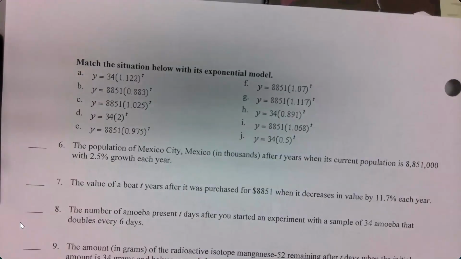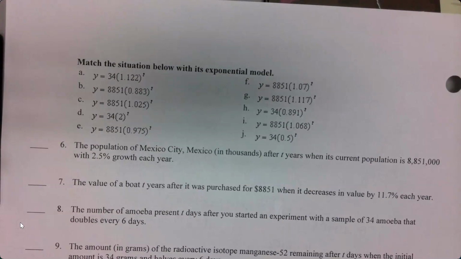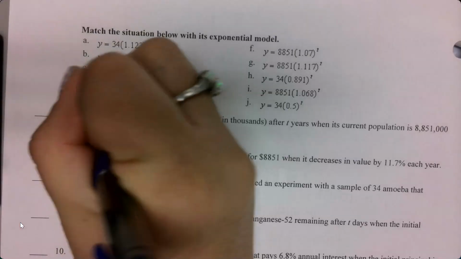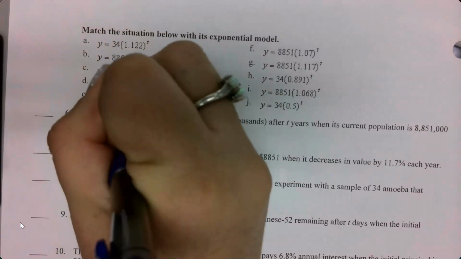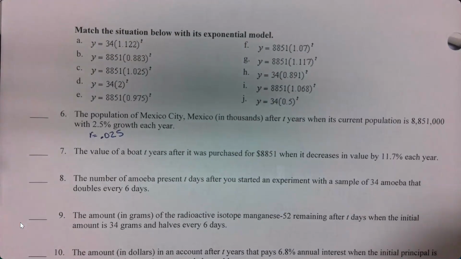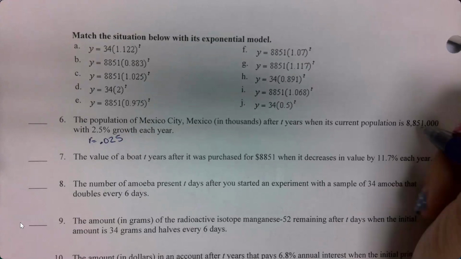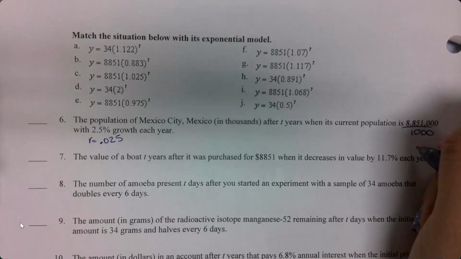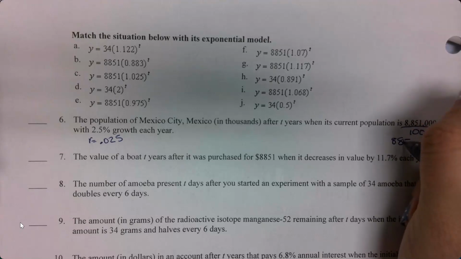On the back, it wants me to match the situation with the exponential model, and then it gives me 10 different models. So, number 6 says the population of Mexico City, Mexico, in thousands after T years, when its current population is 8,851,000 with a 2.5% growth. So, I'm looking for something that has a 0.025 growth, and it says it's in thousands, so I want to take this number and divide by 1,000. That is going to be 8,851.